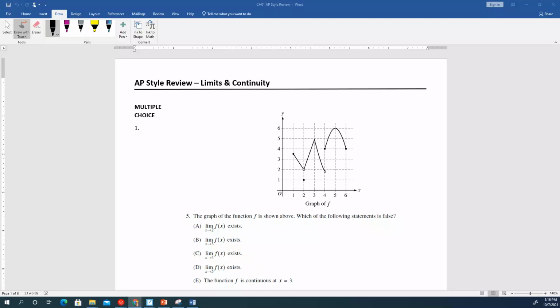Okay, today is October 7th. In RTI, you're finishing the Limits and Continuity AP style review.